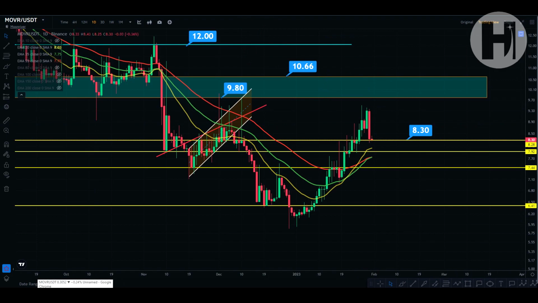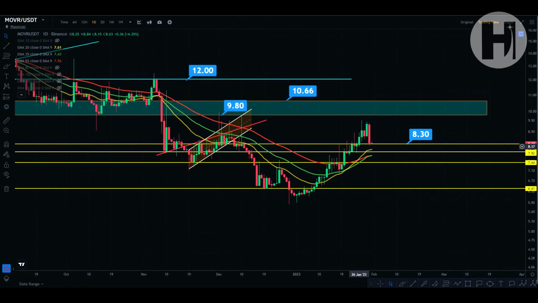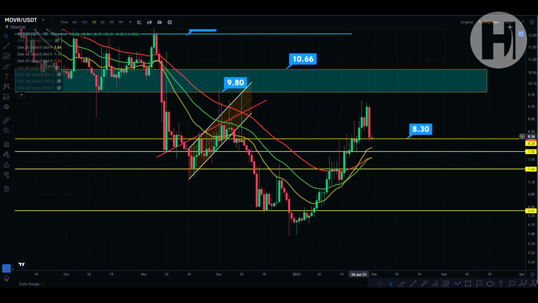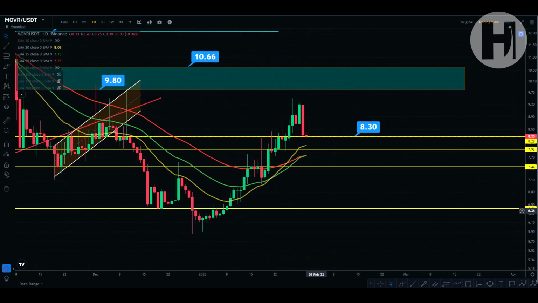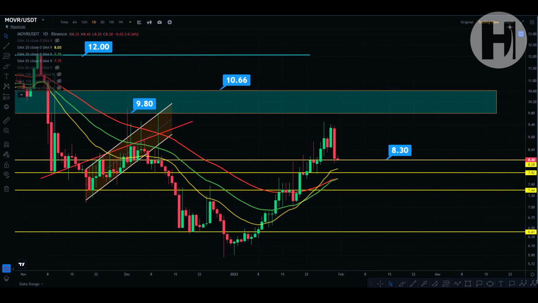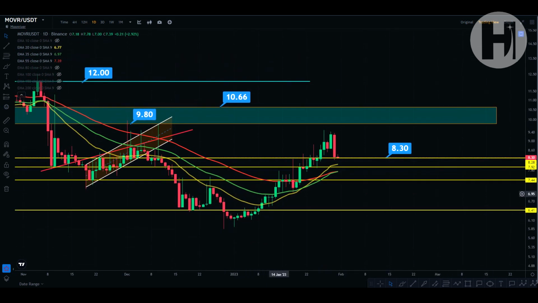So taking a look at Binance, this is the daily chart. As you can see, we have multiple yellow trend lines here, and these are resistance and support levels that we've had. So we're above all of these right now. So all of them are considered a support level. And as you can see, for now, we're holding $8.30. So we are pretty overextended. As you can see, this is a pretty strong move to the upside.